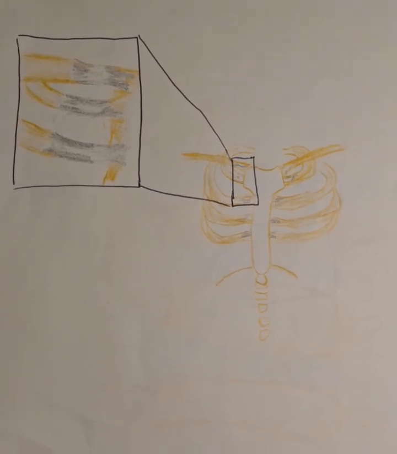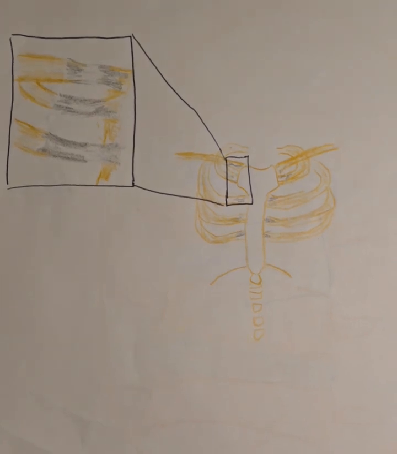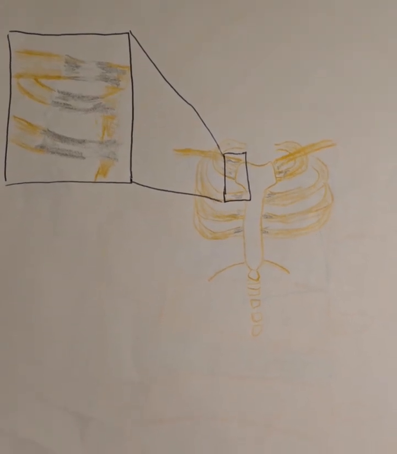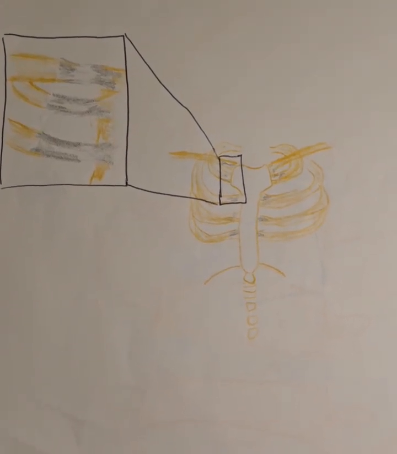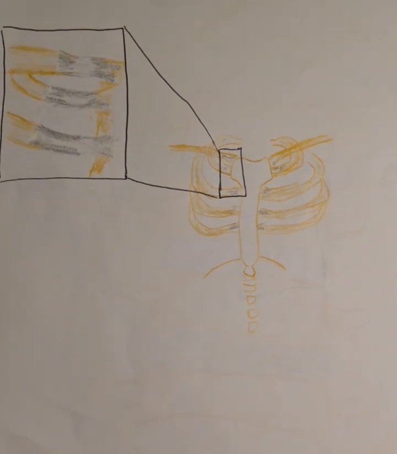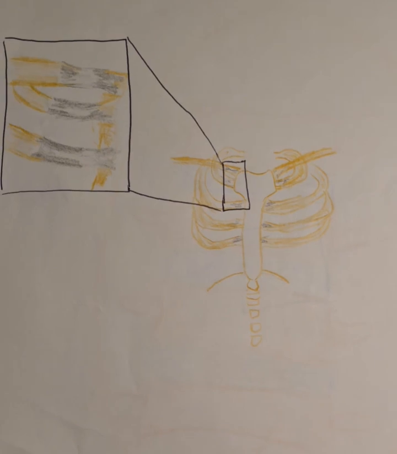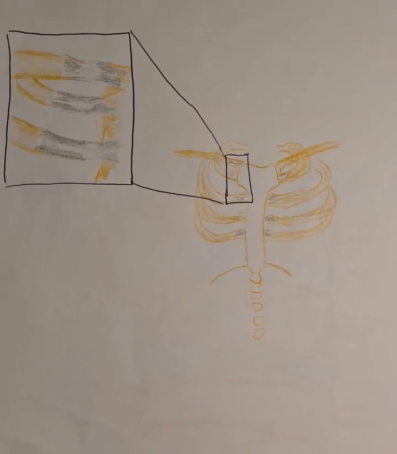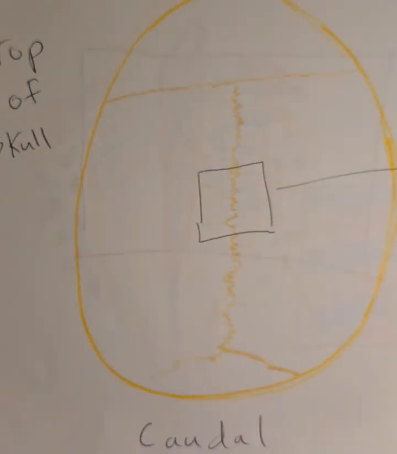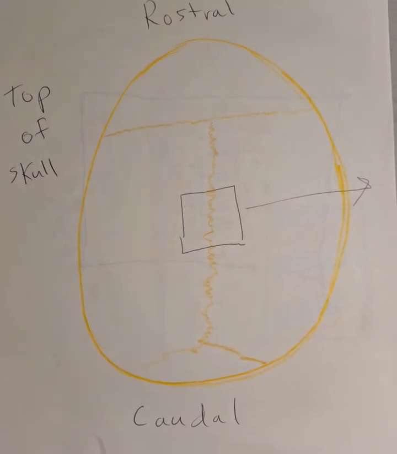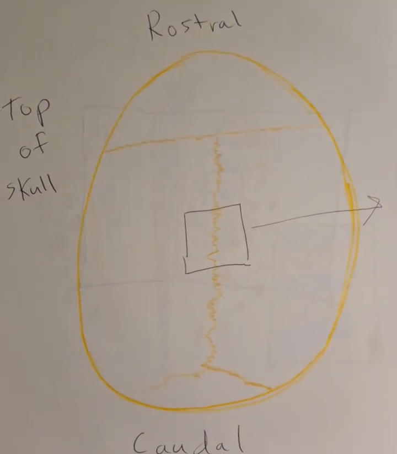Next, we have fibrous joints. These joints consist of bones that are bound by short collagen fibers. The fibers allow very little movement, which is called synarthrosis. There are three types of fibrous joints. First is suture, which are the joints found in cranial bones.